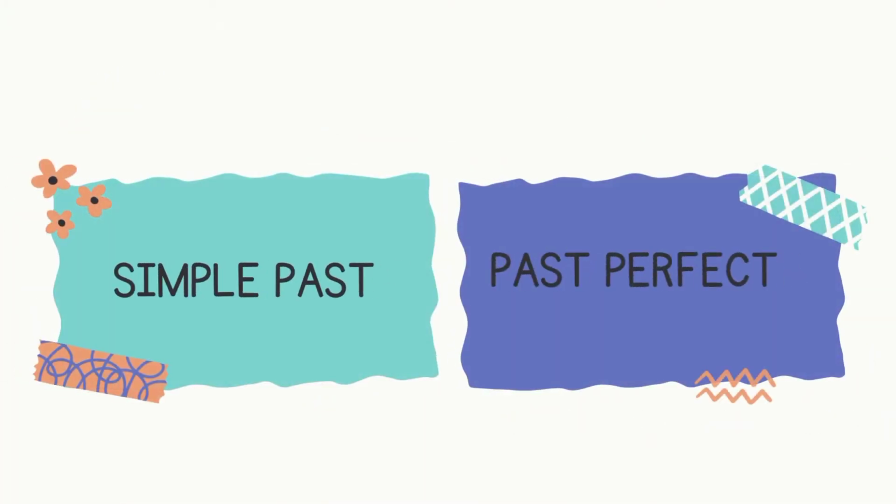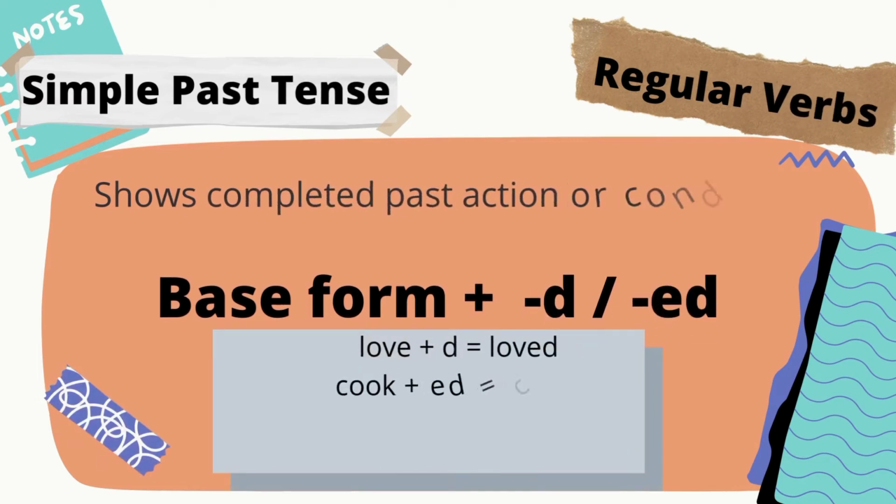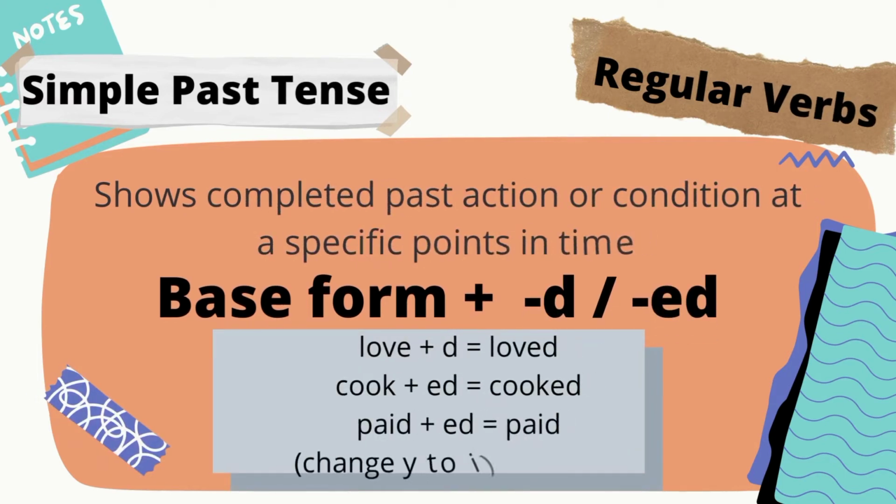But in this video lesson, we shall only be focusing on simple past and past perfect tenses of the verb. The simple past tense shows a completed past action or condition at a specific point in time. It means that the action happened before now. If we have a regular verb, the verb in the simple past tense is formed based on this formula: base form of the verb plus d if the verb ends in e, or ed if the verb ends in a consonant, and y.